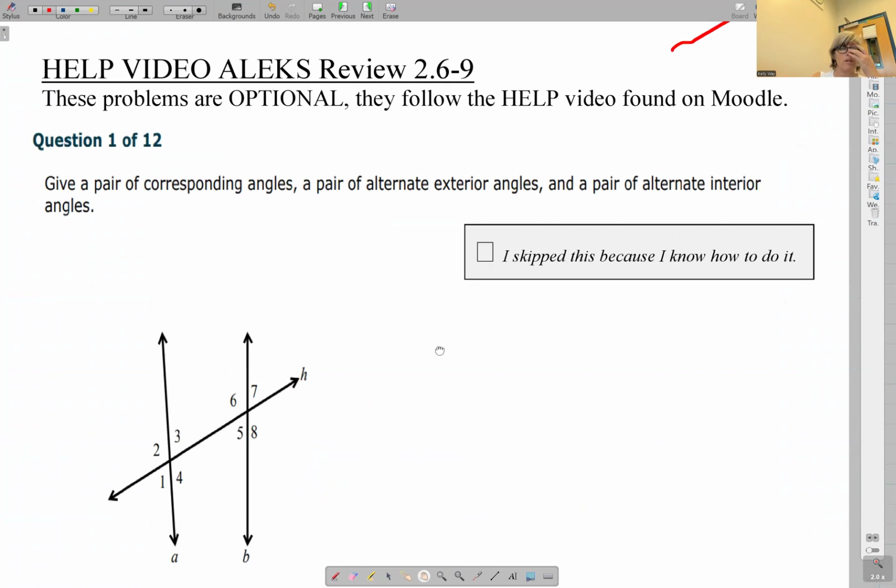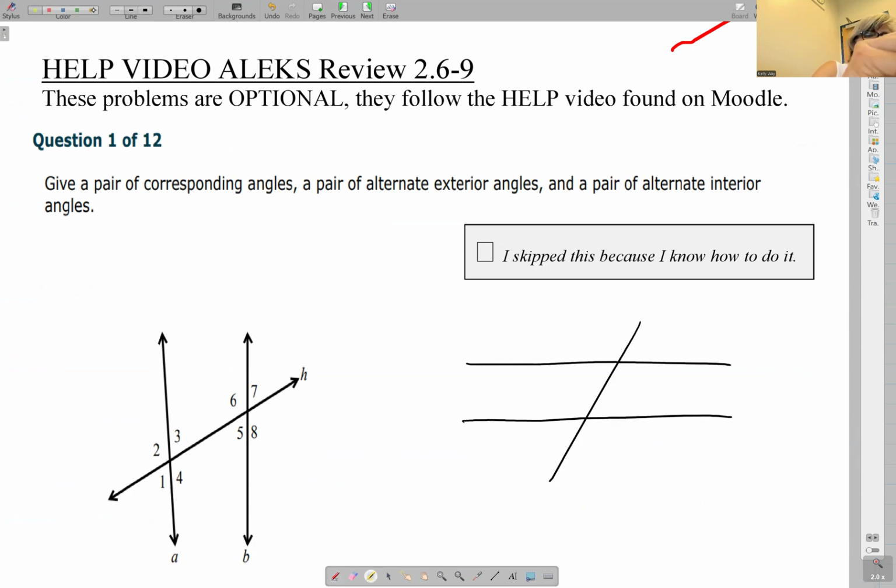You can look here. We want to give a pair of corresponding angles, a pair of alternate exterior angles, and a pair of alternate interior angles. Just as a quick reminder here, I will do an example of each on these lines here.